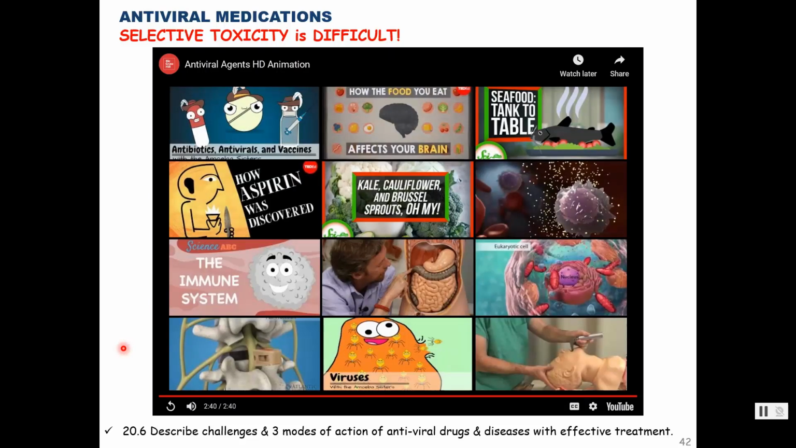Well, there you go. Hopefully that made it clearer for you. And yes, so interferon, that was part of that innate response. And so that too can also be used therapeutically.